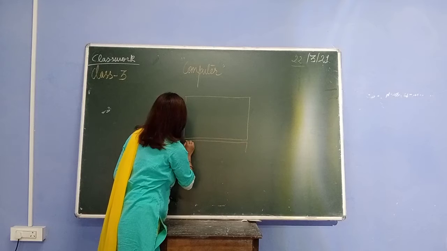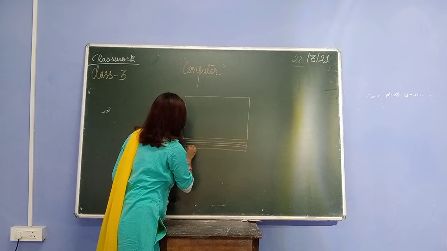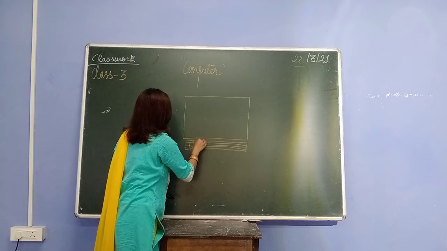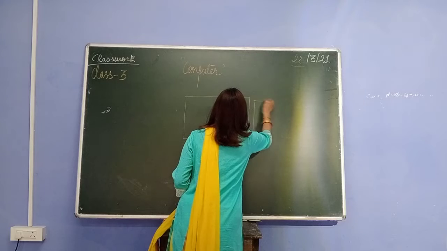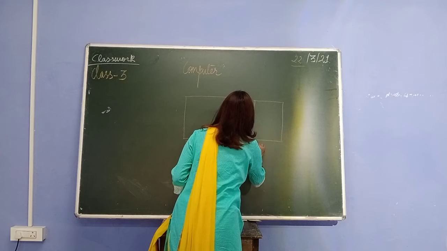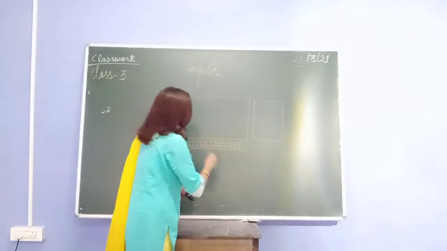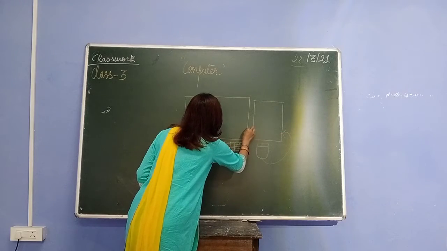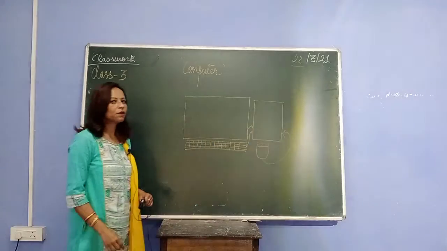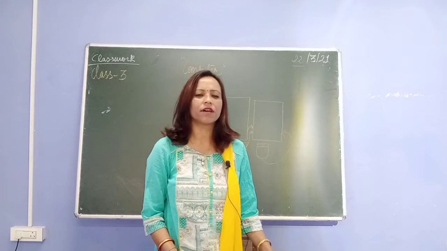We have monitor, keyboard, CPU and mouse, the 4 main parts of the computer system. Now as I have told you, all these parts are connected with the CPU. Alright. So whatever command we give, it first goes to the CPU.